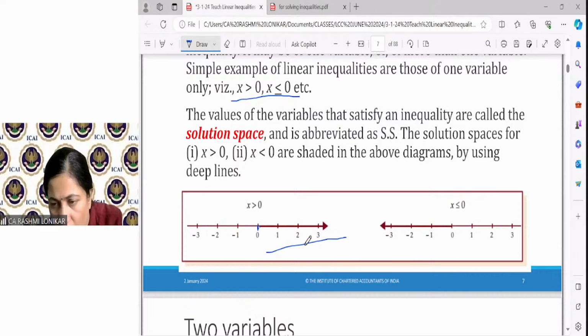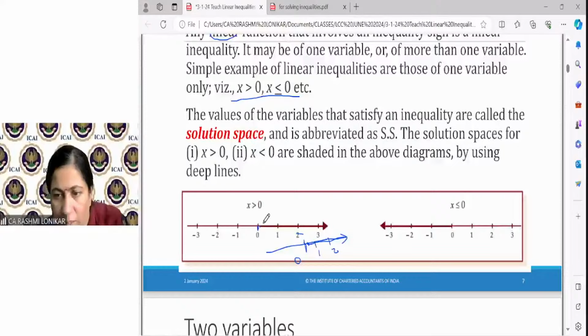Like if this is my 0, my line, my solution space will start from here onwards, okay? So, this is my 1, this is my 2. So, it is not going to touch the 0. Why? Because x is greater than 0. There will be a small number up from where you will start the solution space.